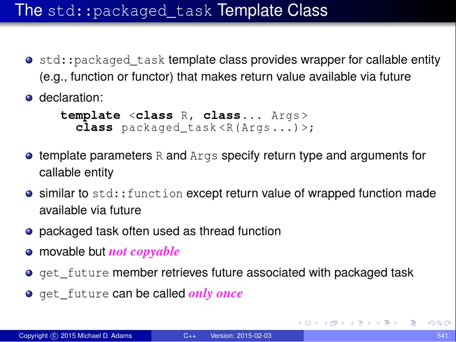In the standard library, another class that's quite useful in conjunction with futures is the so-called packaged_task template class. And this particular class provides a wrapper for a callable entity such as a function or functor that makes the return value from that callable entity available via a future object. So the declaration of the packaged_task template class is as shown here. It's templated on the return type of the callable entity, in other words, the return value of whatever function or functor is associated with the class, as well as the arguments of that function or functor.